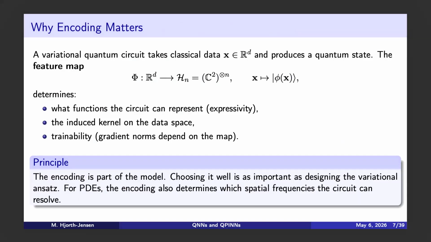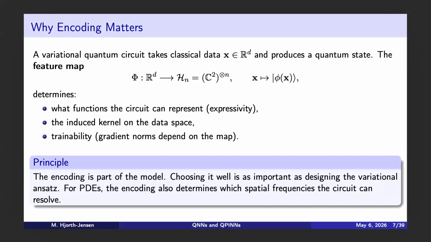I actually find that the most difficult one with the implementation of a quantum neural network. Because the variational part, as we said, is just a chain of rotational gates and CNOT gates, which entangle the qubits, and then we optimize in the way as we did before. So the way you do that is normally called a feature map. It depends on what functions the circuit can represent, the induced kernel on the data space when you make transformations, and also clearly the gradient norms depend on the feature map.